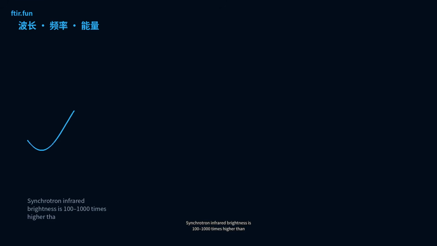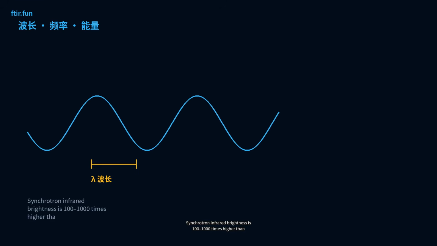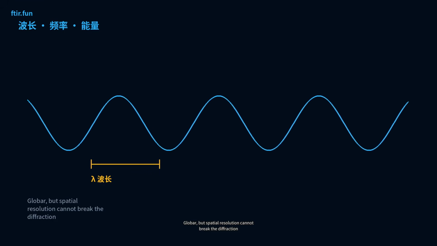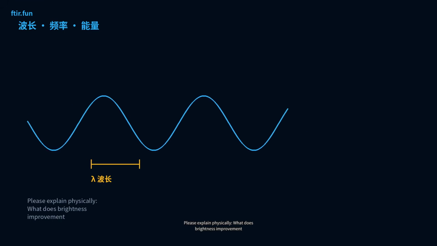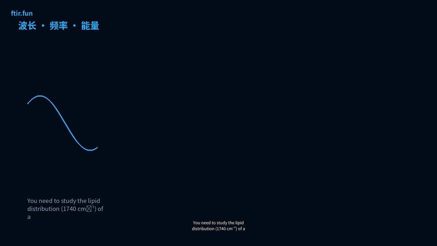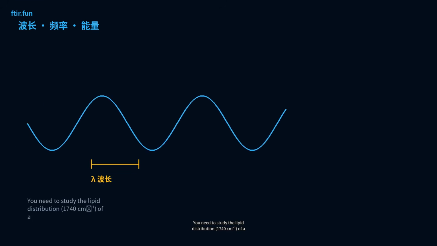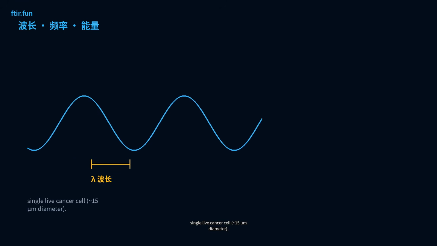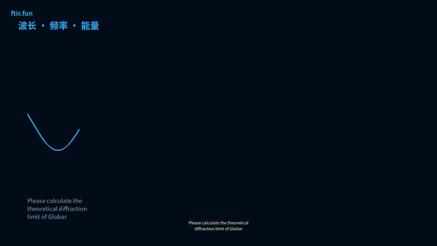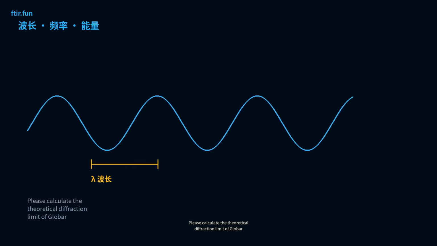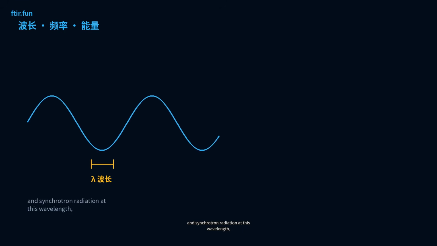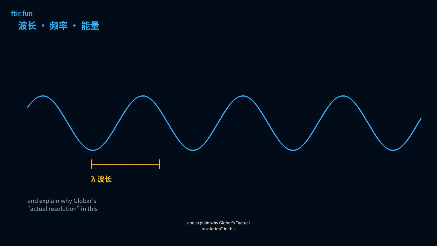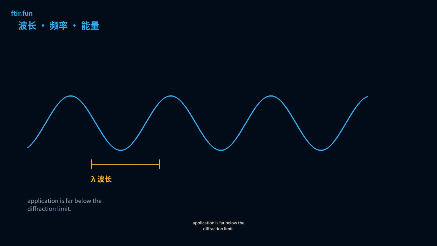Thought questions. Synchrotron infrared brightness is 1,000 times higher than Globar, but spatial resolution cannot break the diffraction limit. Please explain physically what the brightness improvement does. You need to study the lipid distribution at 1,740 cm⁻¹ of a single live cancer cell, 15 micrometers in diameter. Please calculate the theoretical diffraction limit of Globar and synchrotron radiation at this wavelength, and explain why Globar's actual resolution in this application is far below the diffraction limit.